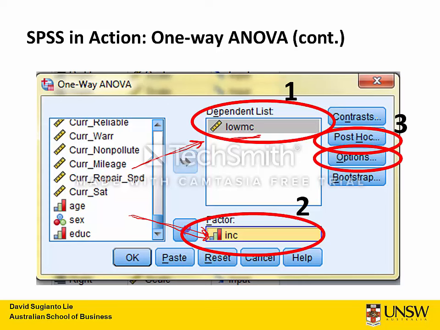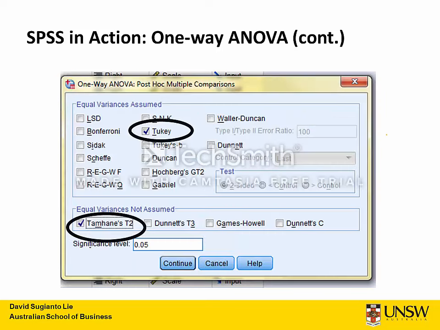The next thing you need to do is click Post Hoc, which is in here. Tick these two: the first one is Tukey, and the second one is Tamhane. I can't really pronounce this, but it's either one. Tick Tukey and tick the Tamhane test, and click Continue.